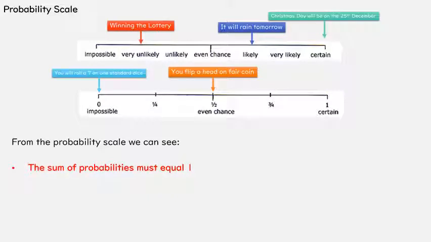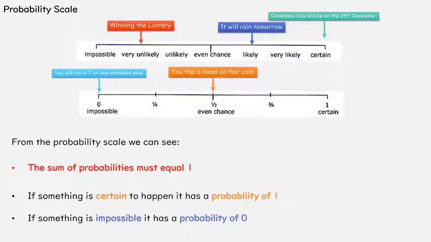So from the probability scale, the main points we need to see are that the sum of the probabilities must equal 1. So we saw that if something is certain, it has a probability of 1, and if something is impossible, it has a probability of 0. The most important one here is the sum of all probabilities must equal 1. So try and remember that one.